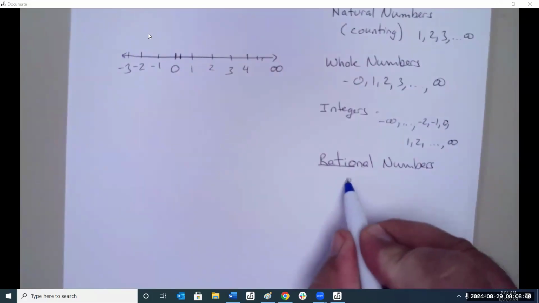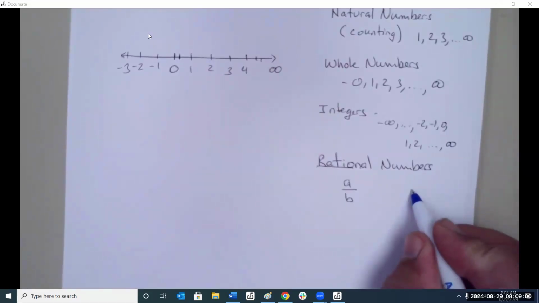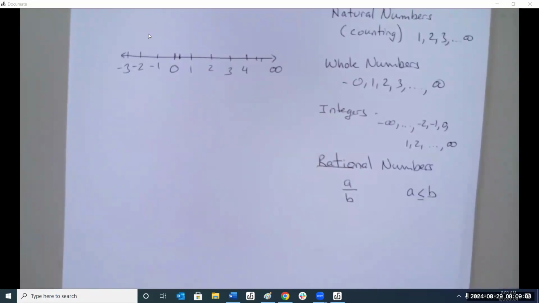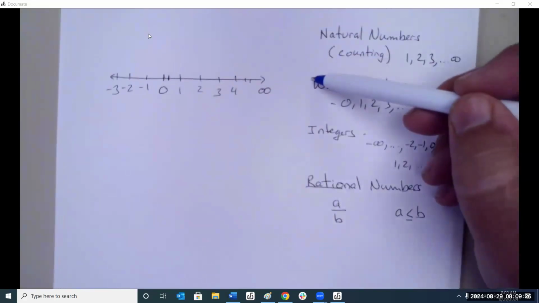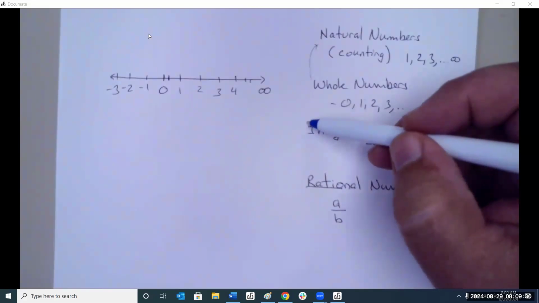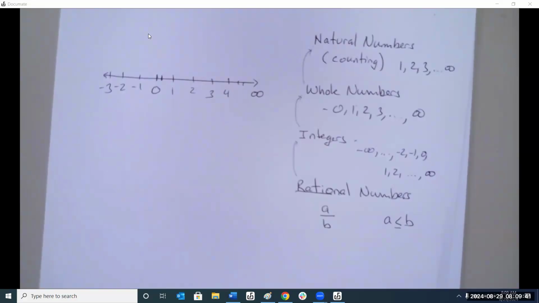A rational number is any number defined as a over b. But there is one rule with this: a has to be less than b, a less than or equal to b. Because if a is bigger than b, then we have something called a mixed number. That means the bottom can go to the top. So that's another story. In other words, the whole numbers contain all the natural numbers. The integers contain all the whole numbers, which contain all the natural numbers. Rationals contain all the integers. So every number you deal with is a rational number.